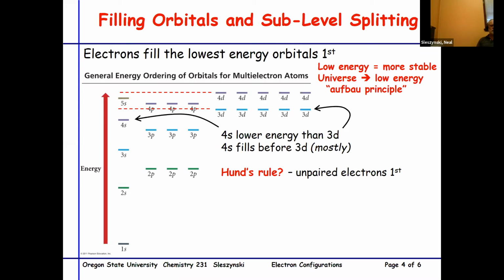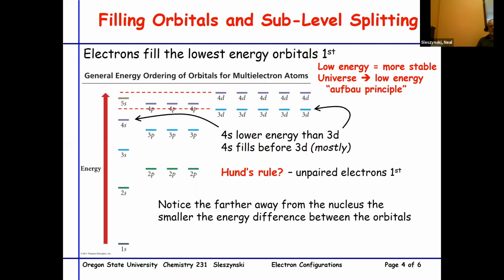So if we take a look at our three 2p orbitals, we see that on the energy scale, they all have the same energy. As we start to populate electrons into those 2p orbitals, we will always put unpaired electrons, one in each of those three p orbitals, before we start to pair up electrons in the orbitals. You will notice that the farther away from the nucleus, the smaller the energy difference between the orbitals. This again is something that's predicted easily by quantum mechanics.